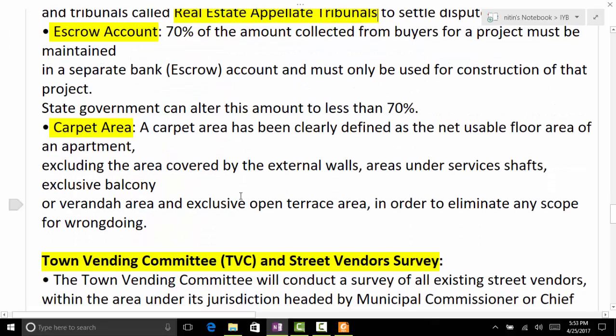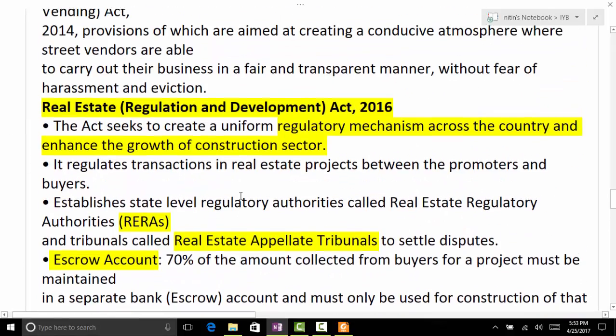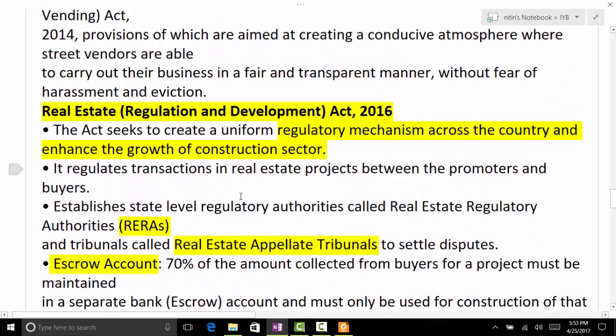Regarding carpet area, now they cannot change the carpet area. Earlier they could change the design and carpet area without even getting the consent of the buyers. Now, a certain proportion, about two-thirds, of the buyers must consent, and only then can they change the main design, carpet area, whatever it is. So these are regarding the Real Estate Regulation and Development Act.